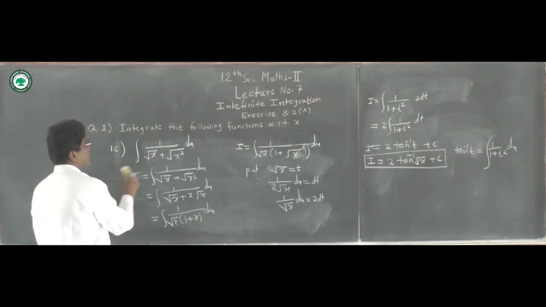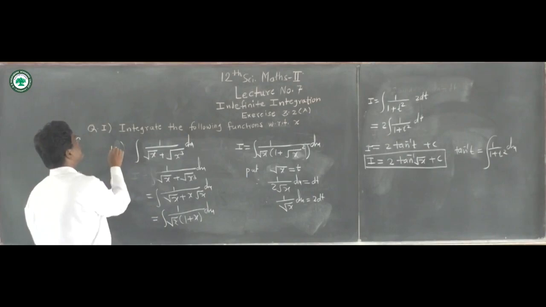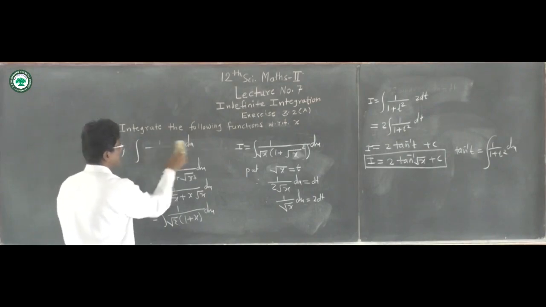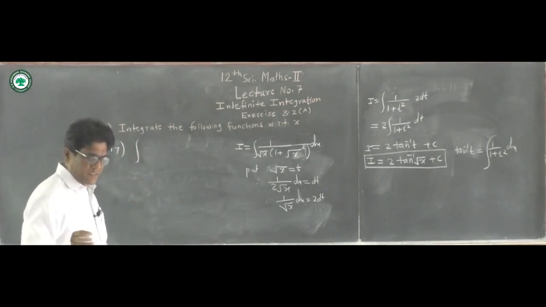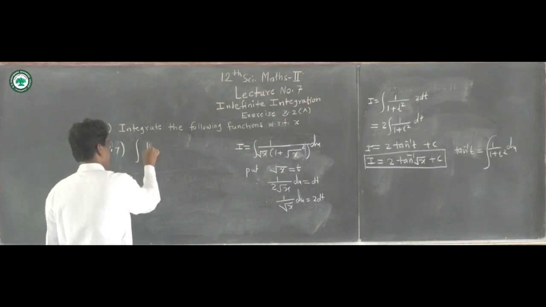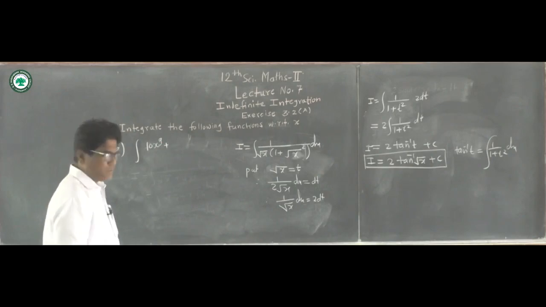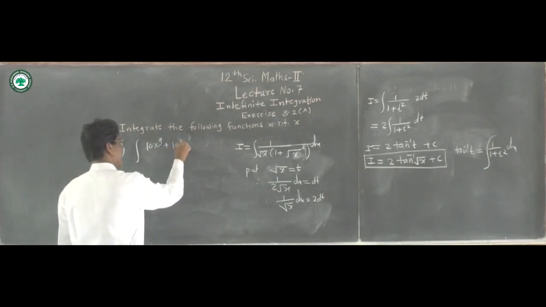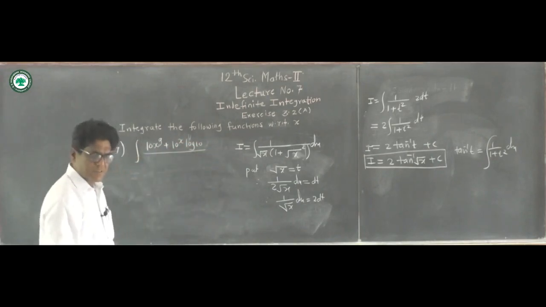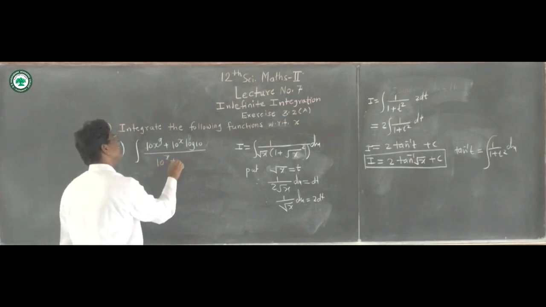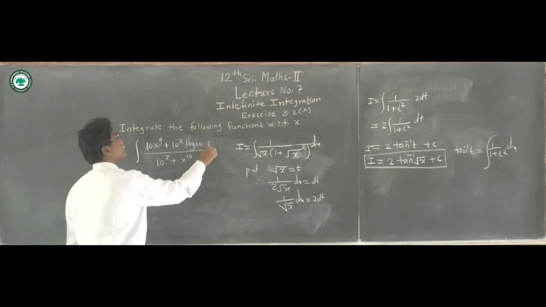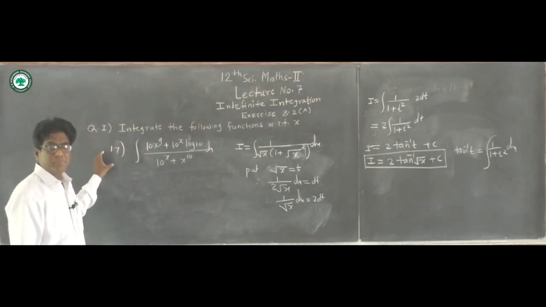Very easy problem, problem number 17. The integration of (10x to the power 9 plus 10 to the power x log of 10) divided by (10 to the power x plus x to the power 10) dx. So this is the 17th problem.